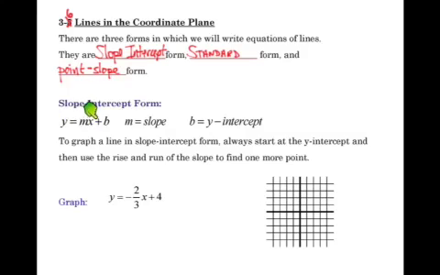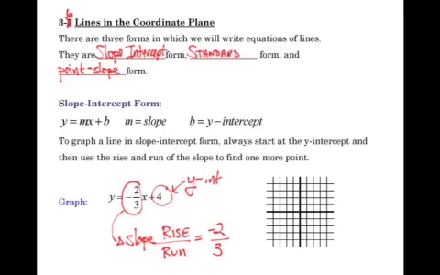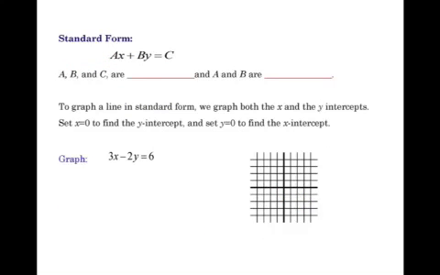This one looks most familiar. The m is the slope, right, and b is my y-intercept. So if we want to graph something like this, we identify the slope as -2/3, which is my rise over my run. I also have my y-intercept, which is where I cross the y-axis. I'm going to plot that point, and then use my slope. I'm going to rise -2, run 3, and connect the dots, which gives me my line.